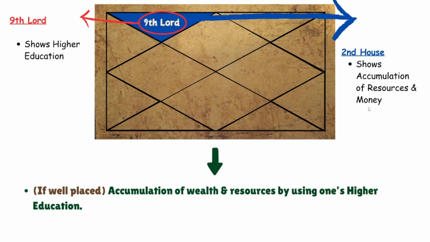Now, ninth lord shows higher education, and second house shows accumulation of resources and money. So, okay, if this is well placed, then it shows that you can accumulate wealth, money, resources, comforts, by using your higher education and the work that you are doing, higher education or master's education or PhD, okay.